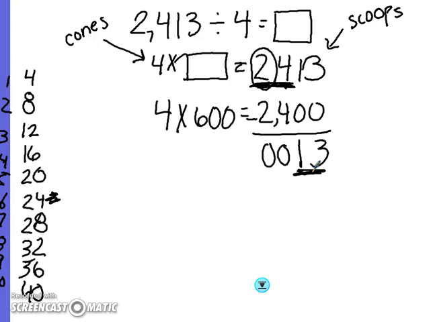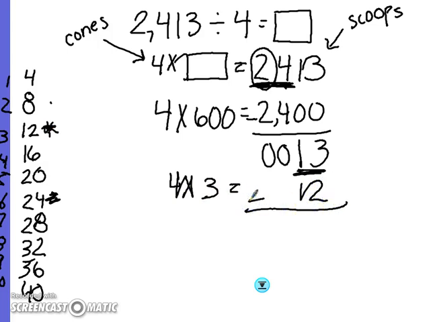Well, yeah. Let me roll my multiples. 4, 8, 12, 16, 20, 24, 28, 32, 36, 40. Oh, I went too far. 4, 8, 12. I have to stop right here because 16 is too large. So I know the most I can share is 12 scoops. So I know 4 times what number gets me closest to 13? Well, 4 times 1, 2, 3. So 4 times 3 is 12.